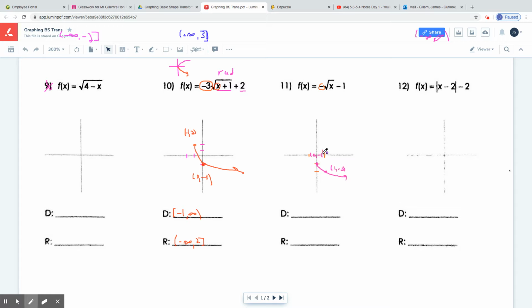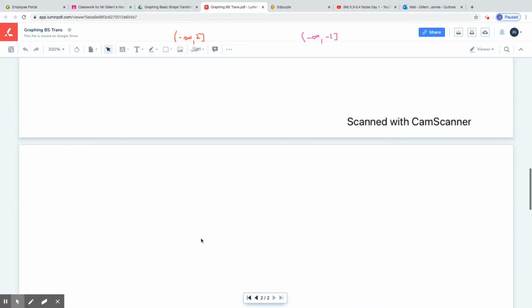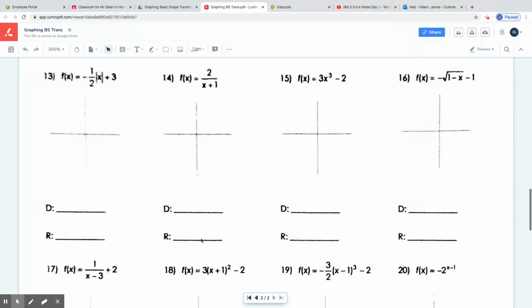Those are my points. The domain of this one is going to be from 0 to infinity, 0 with the bracket. The range is -infinity to, what is that? -1 with a bracket. All right, 12, we did. All right, on to the second page here. All right, so 13. All right, 13 is an absolute value.